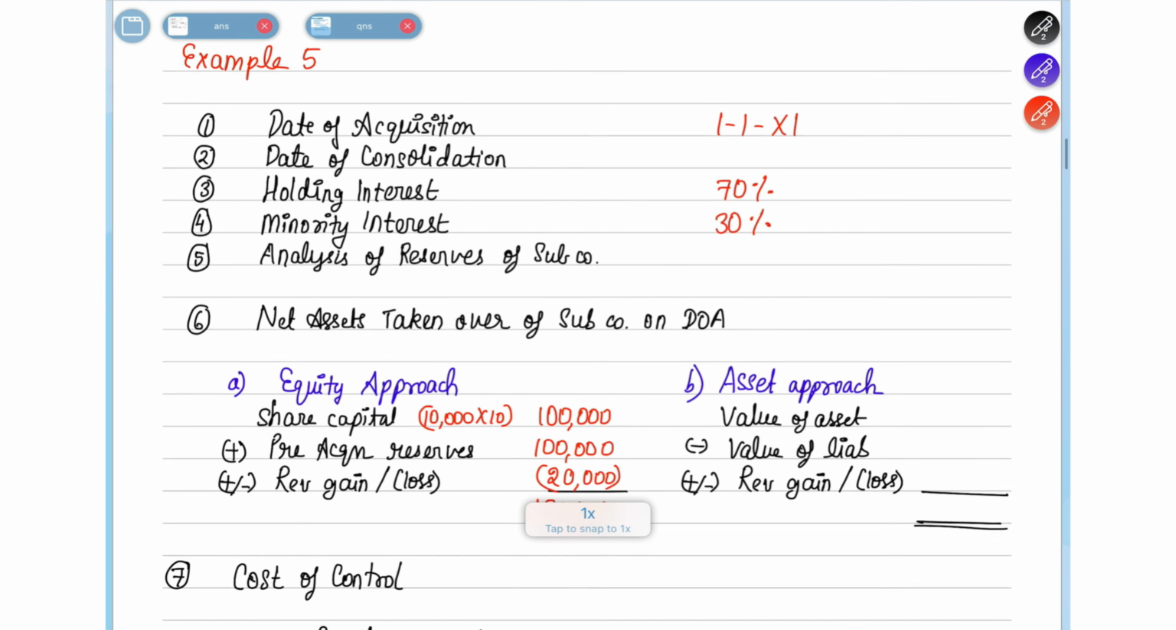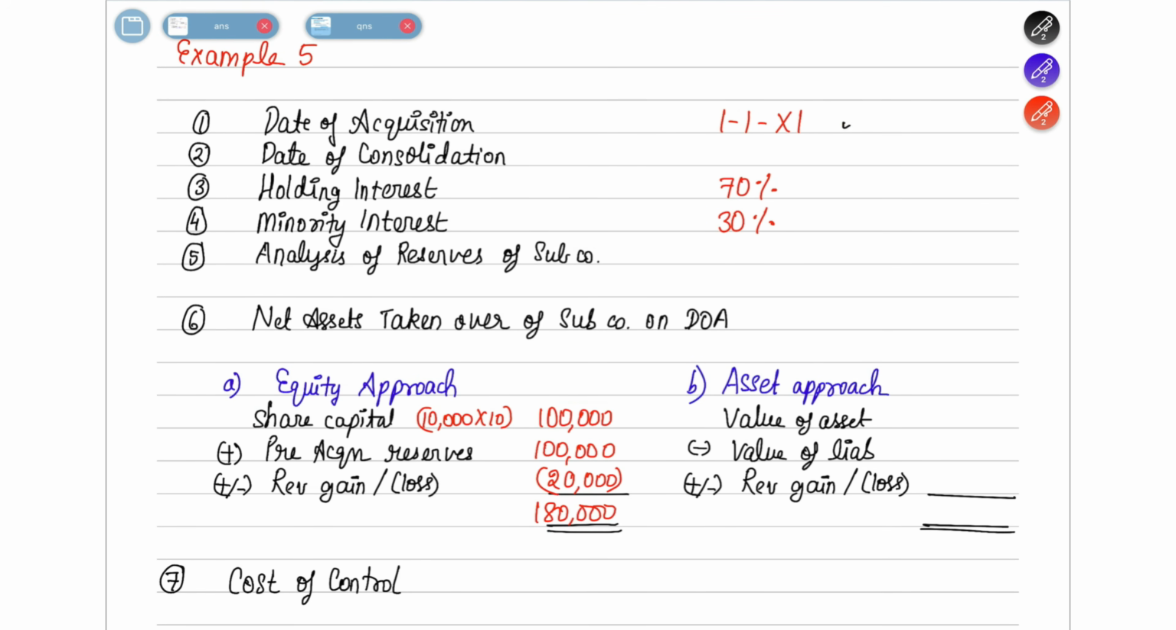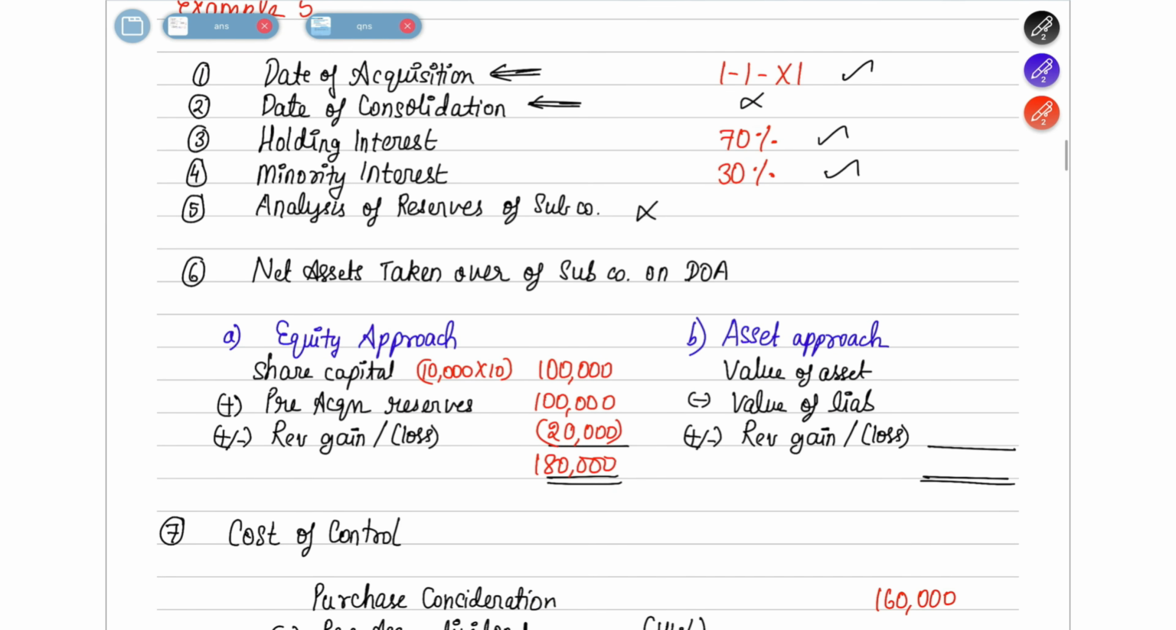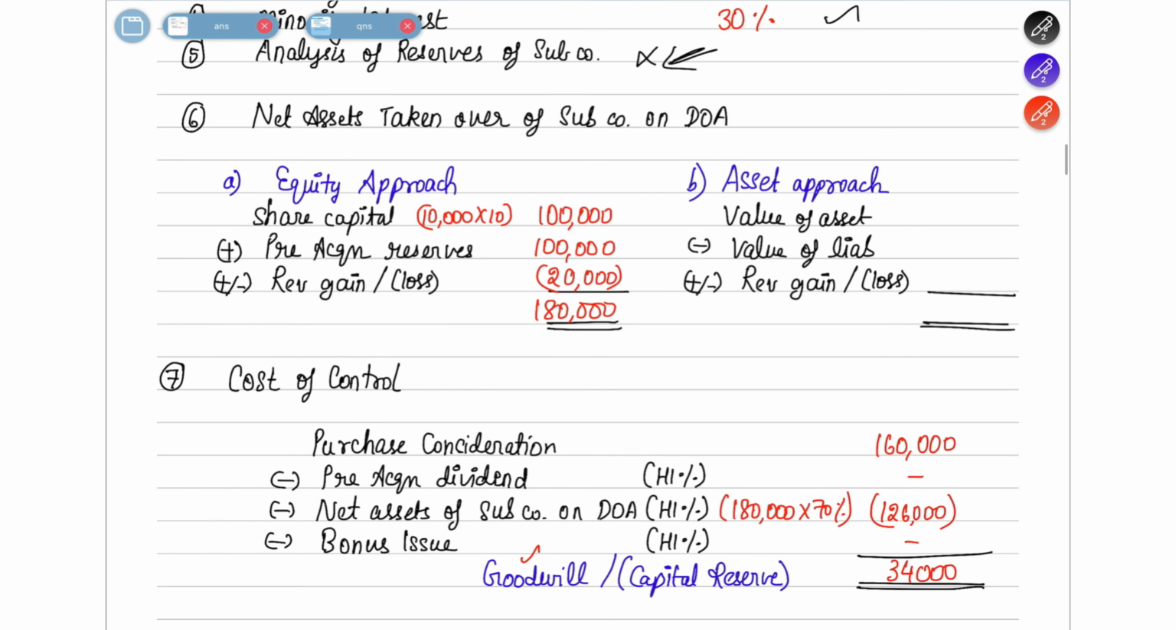So example number 5. It is on 1st January that you are finding out, it is the date of acquisition. In the question they have not explicitly mentioned any date of consolidation, so I have not put anything here. Holding interest, they told you have acquired 70%, so the remaining is going to be minority interest of 30%. Analysis of reserves we are not preparing as yet, we will go through all the other steps, and in case it is required, we will come back and prepare this. Okay. Let's move on to the step of net assets taken over.